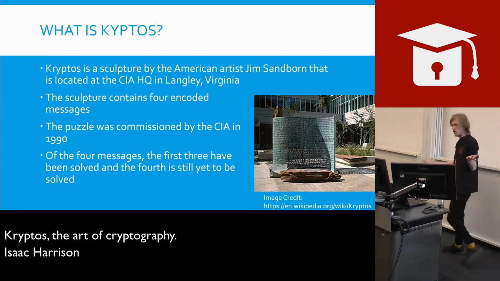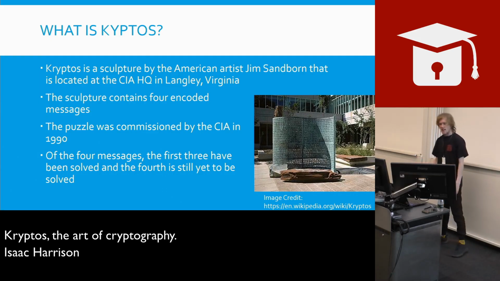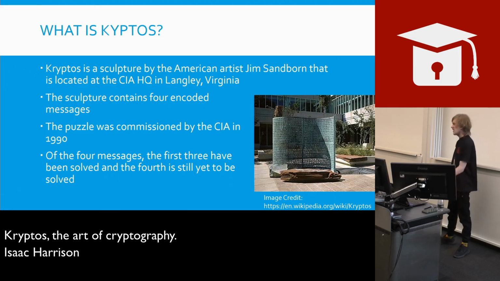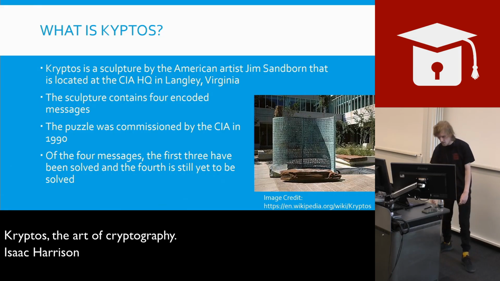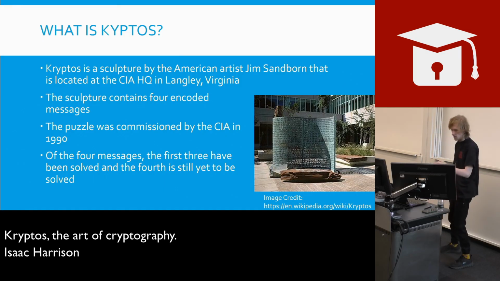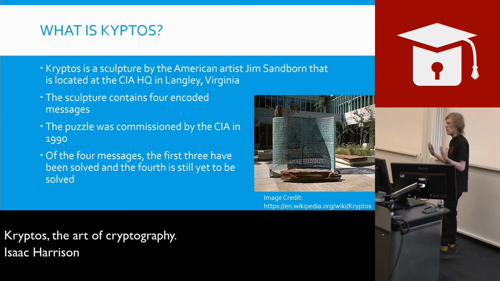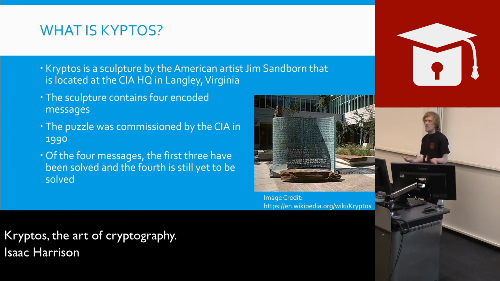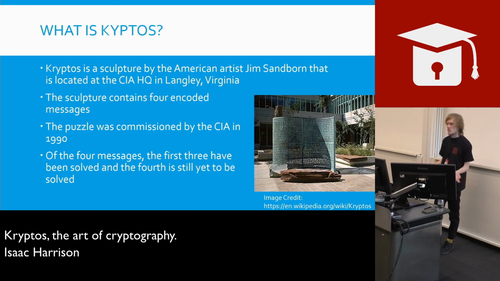Kryptos is a puzzle that's in the CIA headquarters. It's been there since the 1990s. It was commissioned by, I can't remember his name, Jim Sanborn. That's it. For the CIA headquarters. It's a series of 4 puzzles. Puzzles 1, 2, and 3 have all been solved, and they were solved back in the 90s. Puzzle 4 is still an unsolved mystery, and no one knows how to solve it yet.